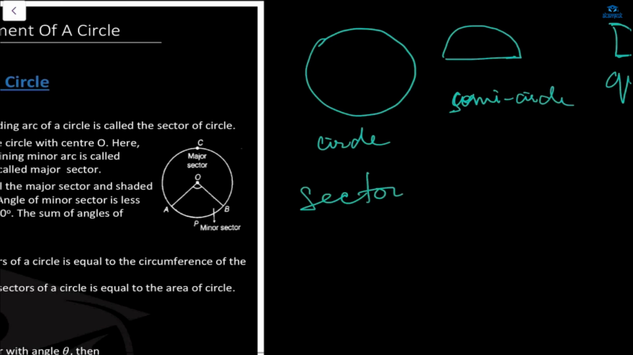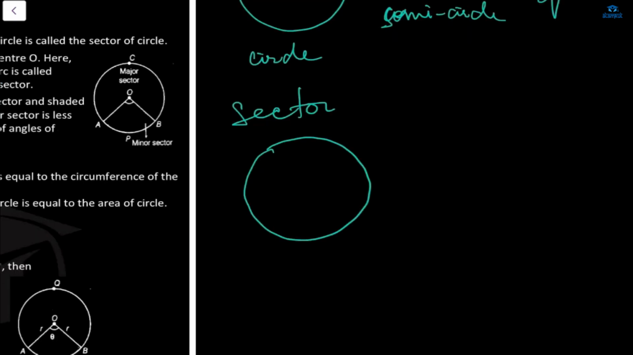Now, what is a sector? This is also a part of a circle. This part of the circle is called the sector, not segment. Segment is between the chord and the arc. Sector is the area between the two radii and the arc.